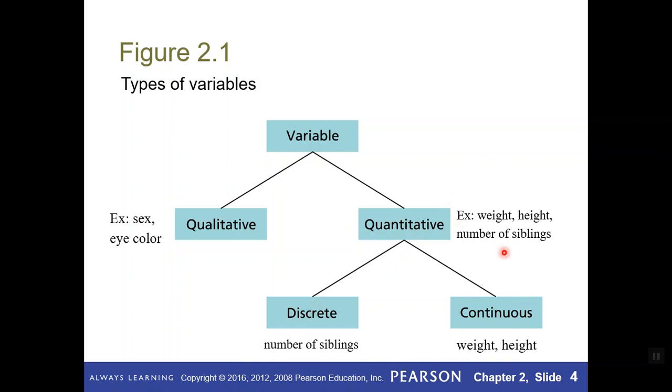If you consider these three examples under quantitative, a discrete quantitative variable is the number of siblings. It has a discrete number like 2, 3, 1, 0, something like that. There is no 1.5 siblings. There is no 2.3 number of siblings. So it is discrete. Continuous: weight and height are continuous. So the height of a particular student is 1.5 meters, something like that.